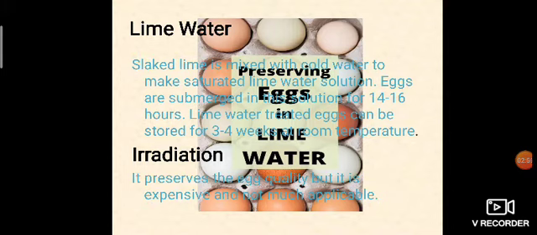Next is lime water. Slaked lime, that is calcium hydroxide or caustic lime, is mixed with cold water to make a saturated lime water solution. Eggs are submerged in this solution for 14 to 16 hours. Lime water treated eggs can be stored for 3 to 4 weeks at room temperature. We also use irradiation to preserve the egg quality, but it is very expensive and not much applicable.